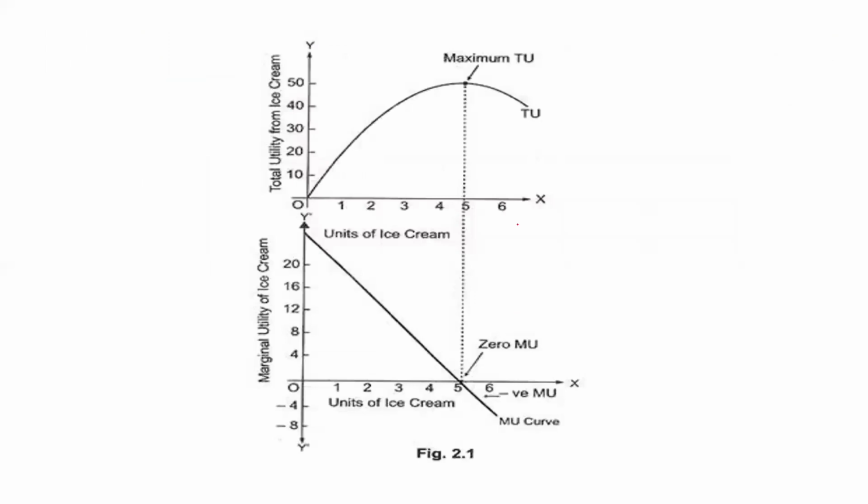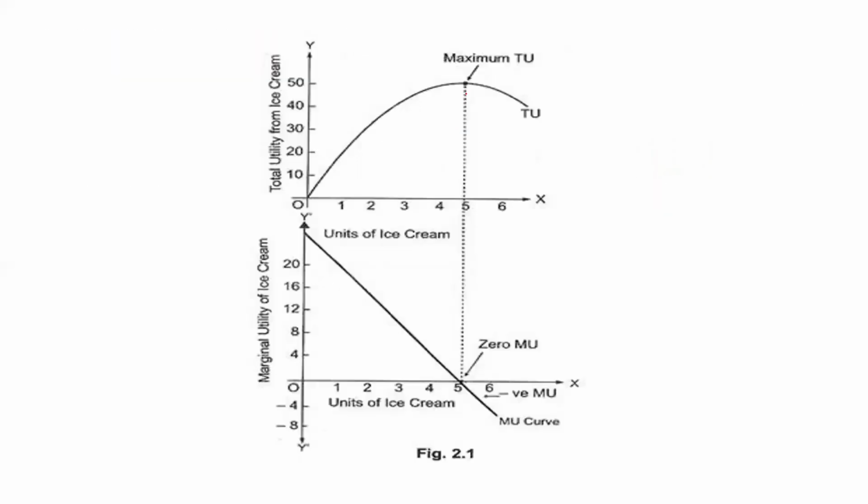So at the point where the total utility becomes stagnant, the marginal utility becomes zero, and this is known as the maximum total utility point. So it is said that total utility is maximum at the point where marginal utility is equal to zero. I hope you have understood this. So you can see that marginal utility is zero and the total utility is maximum.